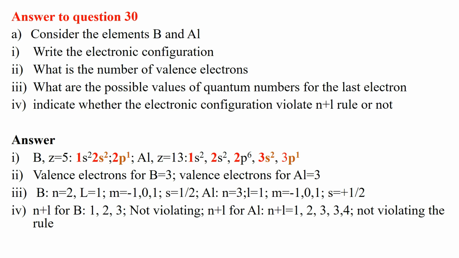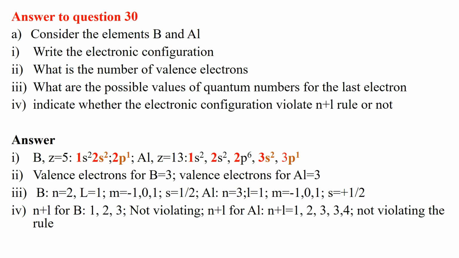If the last electron is located in p, we have l equal to 1. Remember, when l is equal to 0, we have s. When l is equal to 1, we have p. When l is equal to 2, we have d. And when l is equal to 3, we have the f orbital. Then s is 1/2. These are the quantum numbers for the last electron of boron.